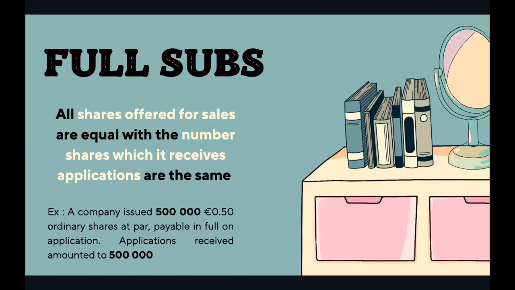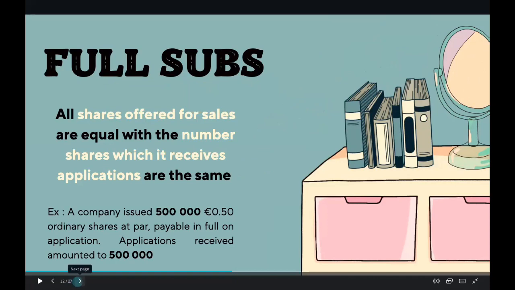The first one is full subscription, which means the number of all shares offered for sale is the same as the number of shares for which it received applications. For example, a company issued 500,000 0.5 euro ordinary shares at par, payable in full on application. Applications received amounted to 500,000.